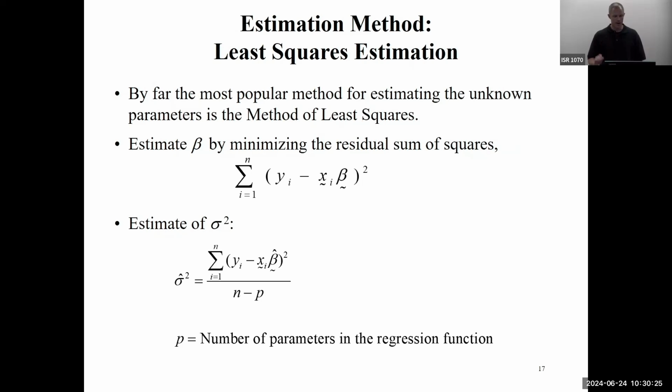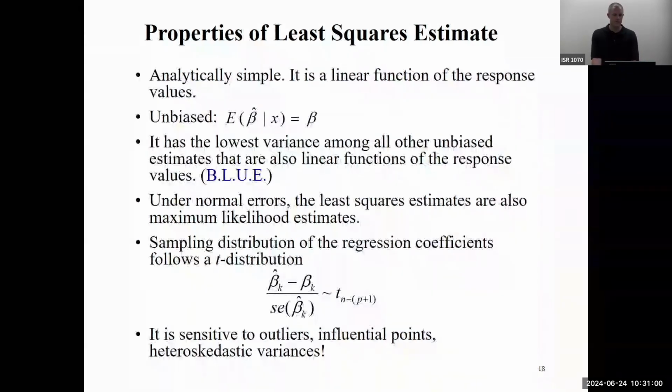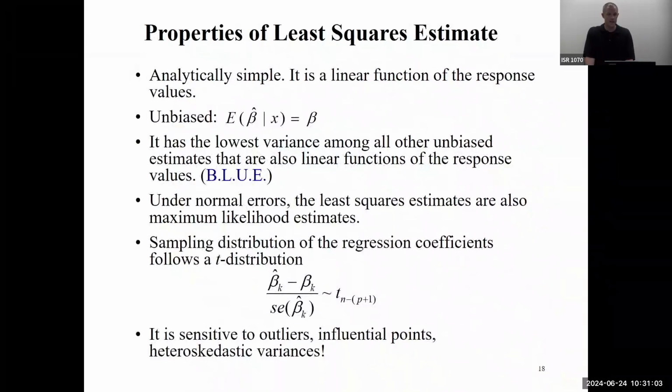Okay? Now, there are many nice properties of this OLS estimate as well. It's very simple analytically. Like I said, there's a closed form solution. It's a linear function of the response value, so very easy computationally. It's also unbiased. So the expected value of that OLS estimate, given the values on the predictors, is equal to the true population relationship between X and Y. It also has the lowest variability among all other unbiased estimates. So it's not the only unbiased estimate, but it's the unbiased estimate with the lowest variability among all these other possibilities. And that makes it the BLUE, the best linear unbiased estimate, okay, of all these alternative choices.